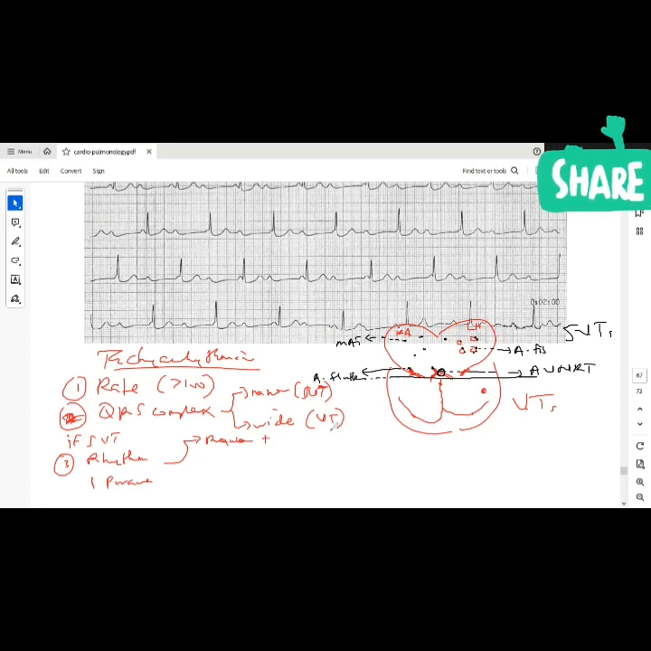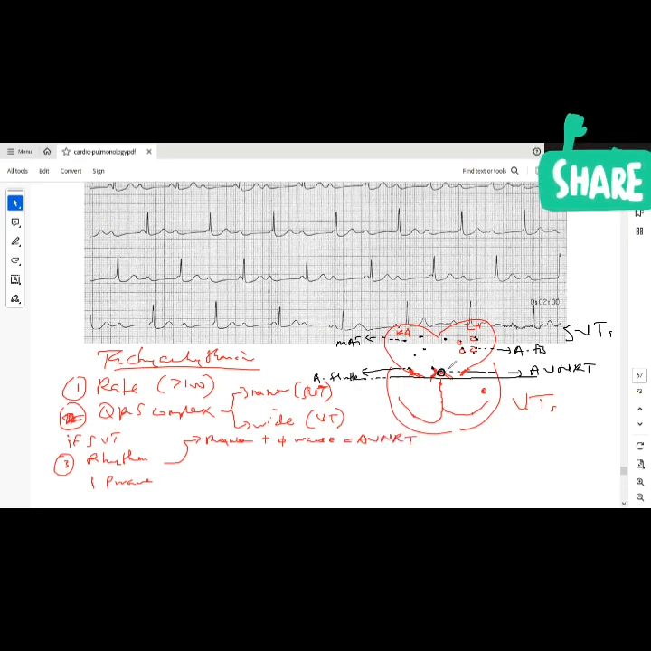If my rhythm is regular plus no P wave. So narrow QRS complex, rhythm is regular, but you cannot find a P wave. Either the P wave is buried within the QRS complex, or sometimes you're going to see it after the QRS complex, like an inverted wave. This is going to be AVNRT, which makes sense.